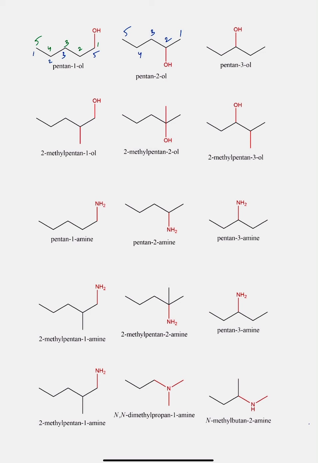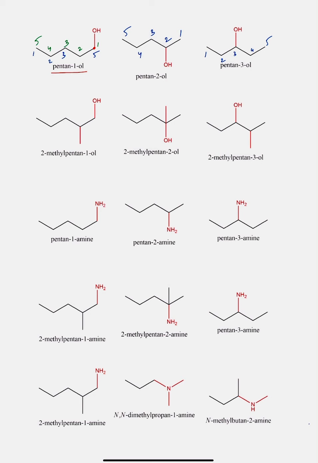And here you can number from either left or right, you'll get the same answer. So here you'll get pentan-3-ol, because OH is attached to which carbon? Carbon number 3. Is this first compound a primary alcohol, secondary alcohol, or tertiary alcohol? I think it's a primary alcohol because OH is attached to a carbon which is primary. A primary carbon is a carbon which is attached to only one other carbon.